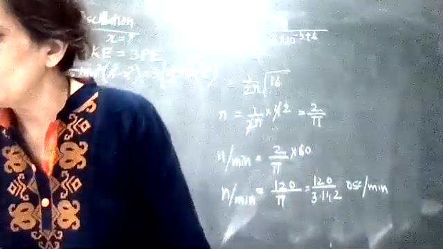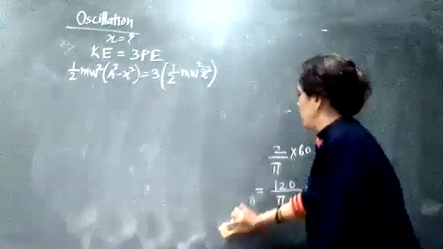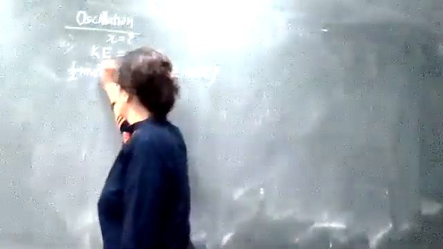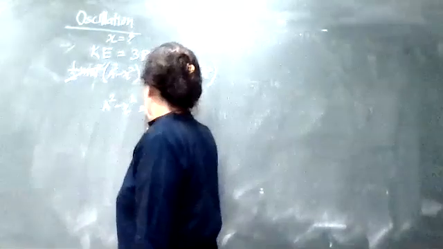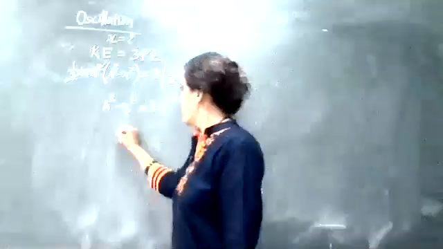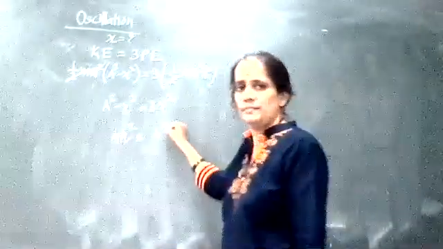Clear? Now from both sides, half m omega square is a common quantity, so that quantity I will cancel out. What is remaining? a square minus x square is equal to 3x square. So what do I get? 4x square is equal to a square.